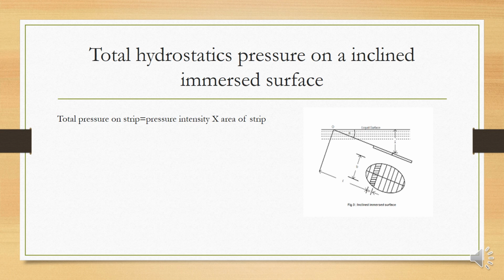Here the formula is again pressure on a strip is equal to P, that is pressure intensity multiplied by area of strip. Okay, that is P is equal to omega A y. Same. Okay, but here again the height or depth up to the center point changes, that is Ig sine square theta divided by A y plus y.